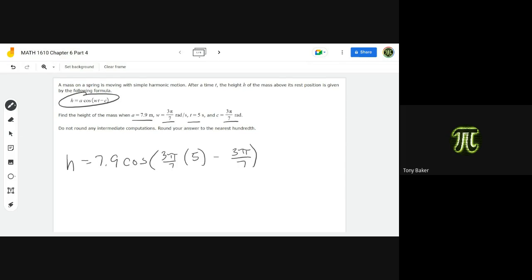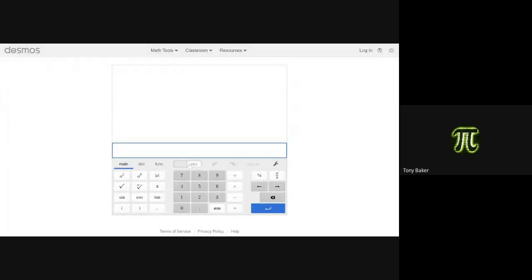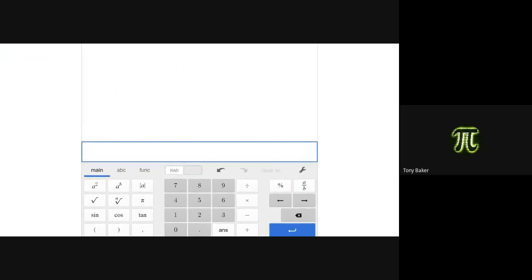Now, here's one thing that I know some people were messing up. Whatever calculator you're using, make sure it's in radians mode. Unless the problem tells you it's degrees, assume it's radians. So make sure it's in radians mode because you'll get a different answer for each one.